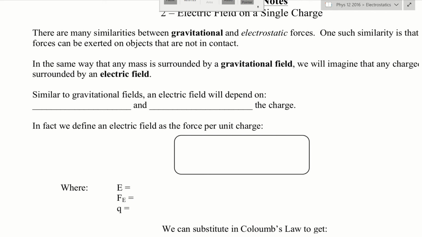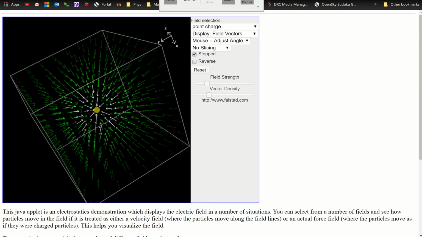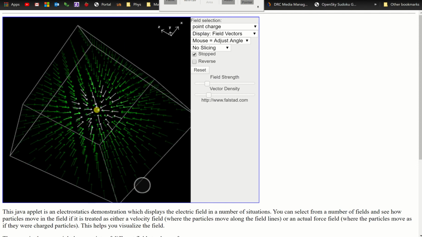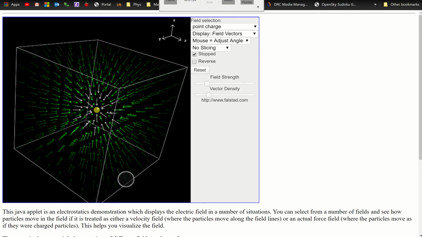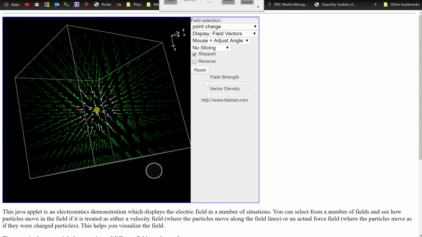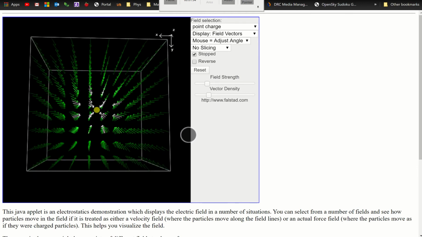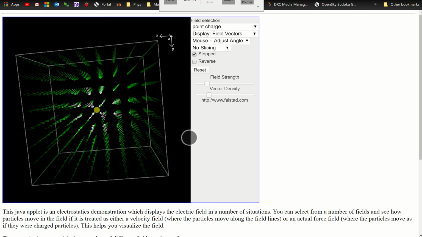Now, here is a picture of the electric field surrounding a charged object. This is actually a negative charge. I'm letting you see a 3D version of this object right now. What you're seeing, the arrows, are the electric field surrounding the object, which is pointing into the object. So this is a negative charge. A negative charge has an electric field that points into it.